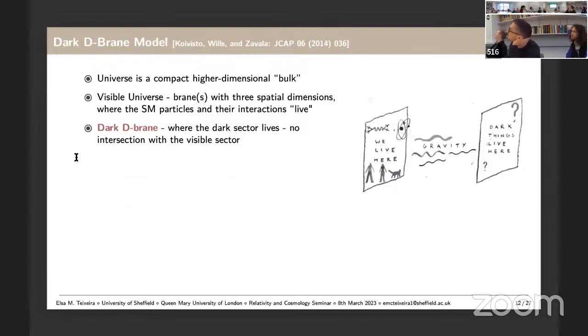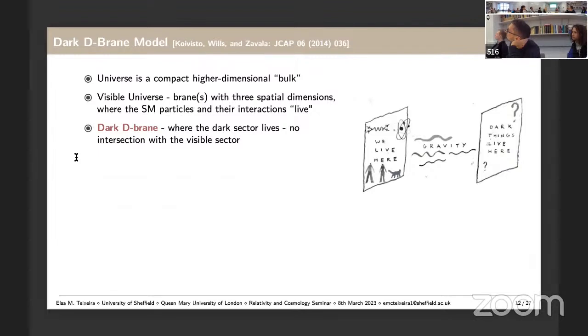There is this model that has been proposed in the literature, which is called the dark D-brane model. And this is basically a model based on string theory. So Ivonne Zavala is an expert on string theory and probably could be so mostly on modified gravity.